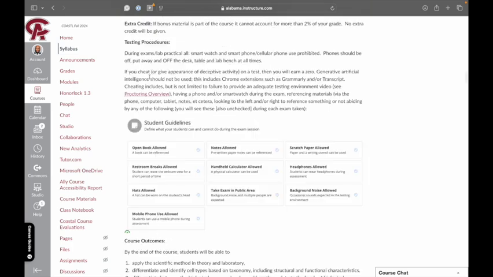As far as extra credit is concerned, there is no extra credit. However, if you happen to earn bonus credit, it will not account for more than 2% of your grade, and that will be something that's earned and not given.